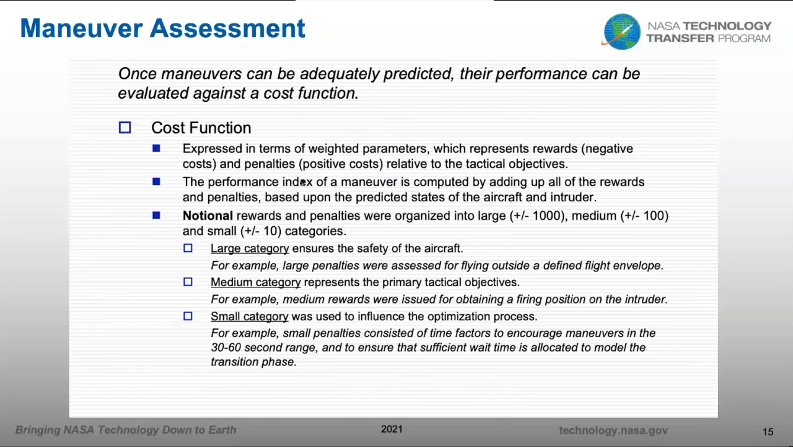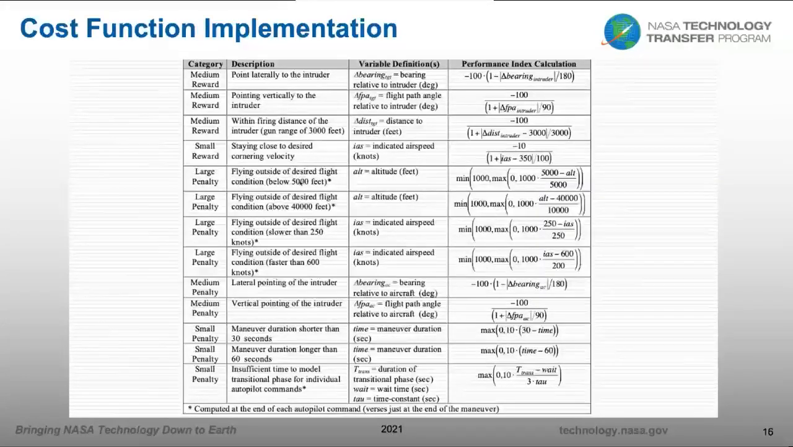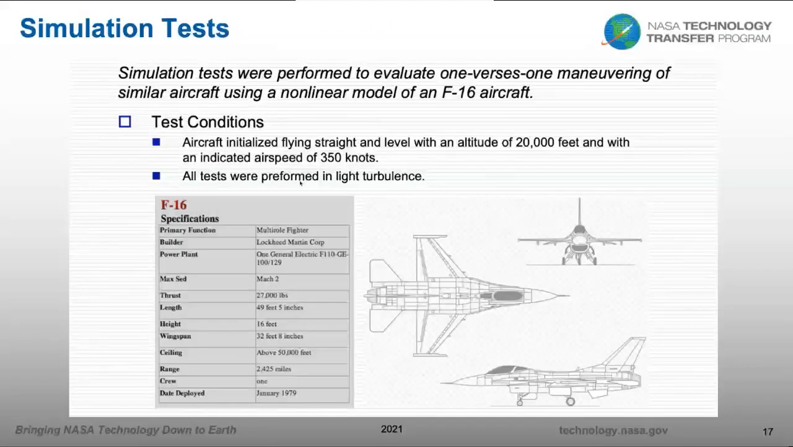And then the small category is to help influence the optimization process to reduce the time of the maneuver, the complexity of the maneuver in terms of how many building blocks are going to be associated with it, et cetera. So there's a lot of cost function elements. This is just a picture of them so that you have some detail. I think the slides are available.